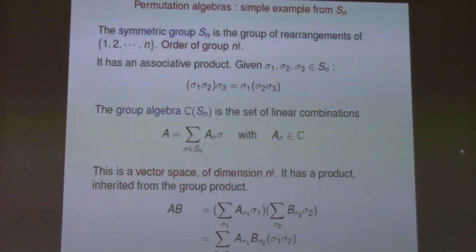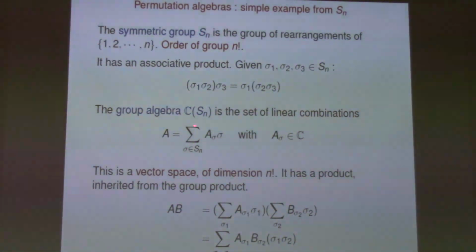So, I just want to describe these algebras. The simplest example of the kinds of algebras I'll be talking about is based on the group Sn. So you take the symmetric group, which is the group of rearrangements of 1 to n, a finite group of order n factorial. It has an associative product. You can multiply three things, and brackets don't matter.